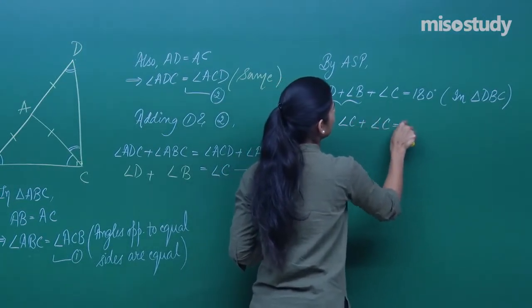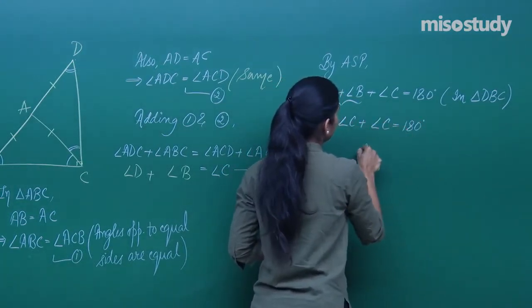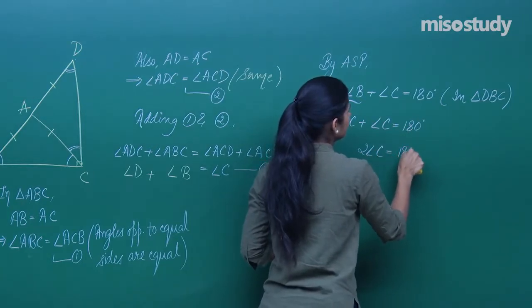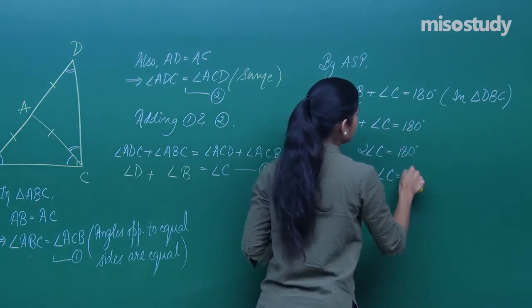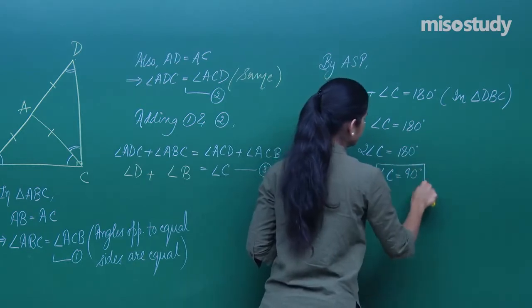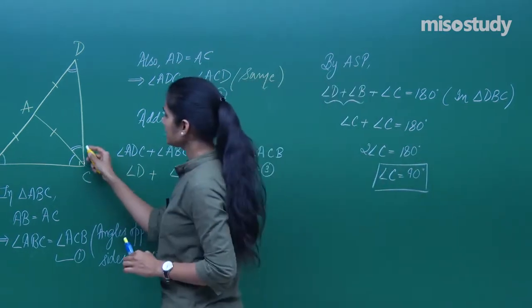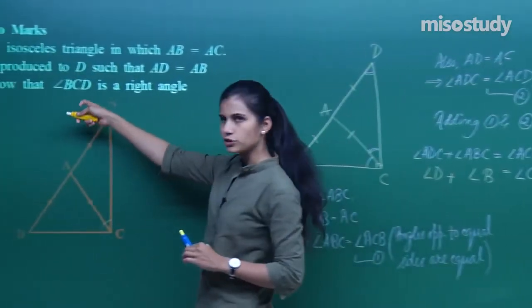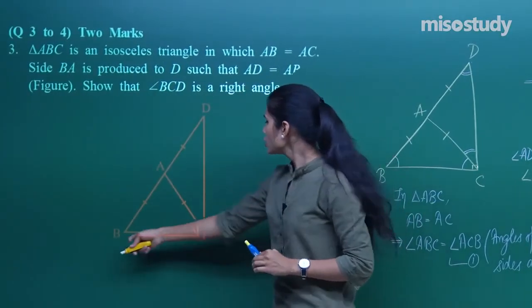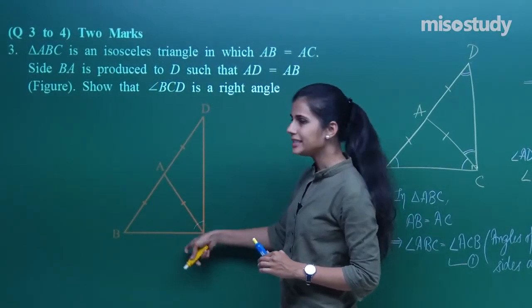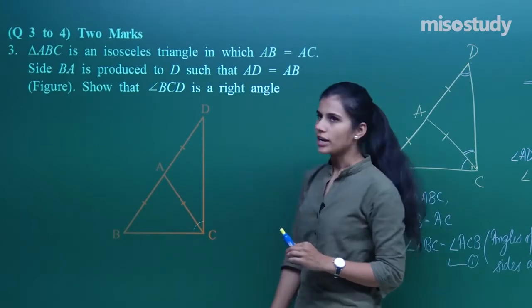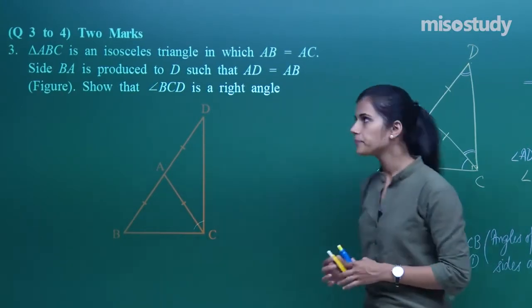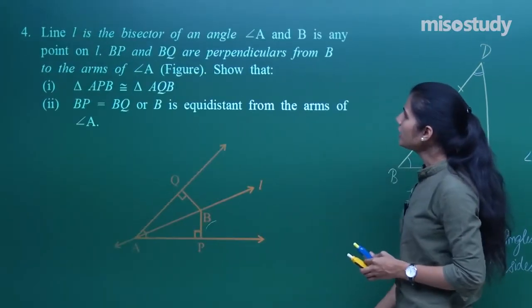One angle C is already here. This is 180. Twice of angle C is 180. So, angle C is 90. Angle at C is 90 degrees. That is what you had to show. Angle BCD is a right angle. So, BCD angle, which is your complete angle C, is actually a right angle. Is it clear? Let's move to the next question we have.